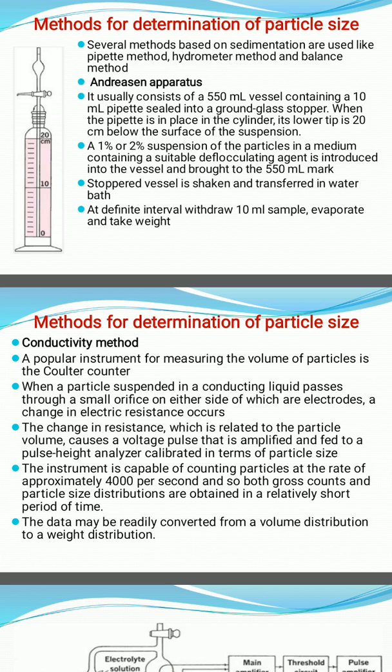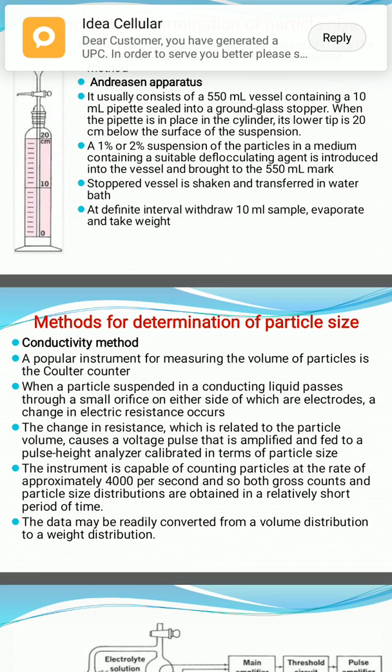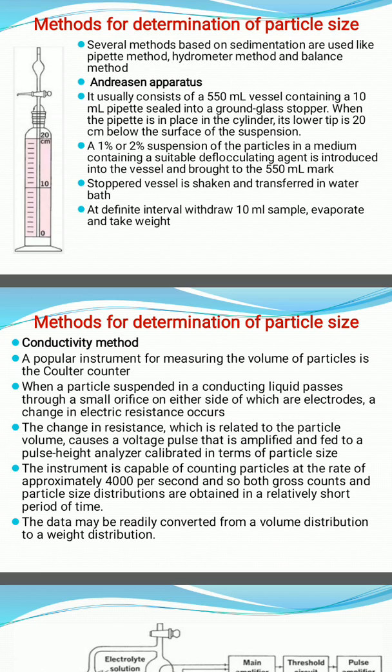The first step involves the preparation of the suspension, that is 1% or 2%, that is 1 gram in 100 ml or 2 gram in 100 ml is sufficient to prepare the suspension. When we prepare the suspension, don't forget to add the deflocculating agent. Now, what is the function of the deflocculating agent? The deflocculating agent is added in order to disperse the particles, to distribute the particles uniformly throughout the suspension, so that free settling of the particles will occur. So the deflocculating agent should be added to the suspension.